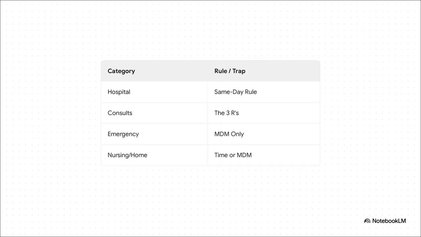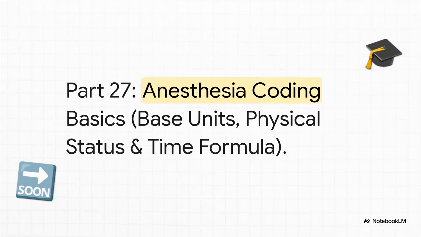Go ahead and grab a screenshot of this one-page visual summary cheat sheet. It consolidates all 4 major EM rule traps we conquered today, and it is pure gold for your exam prep. We covered the hospital same-day rule, the consult 3 R's, and that tricky Medicare trap, the ED MDM only rule, and our nursing and home code ranges. You are one step closer to CPC exam victory.